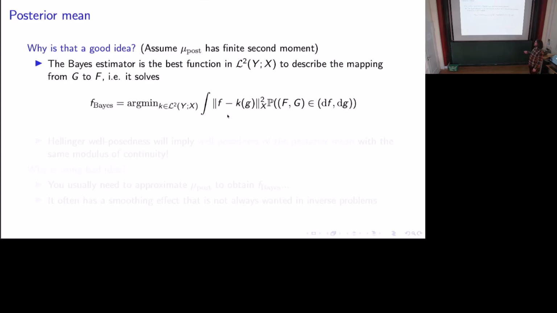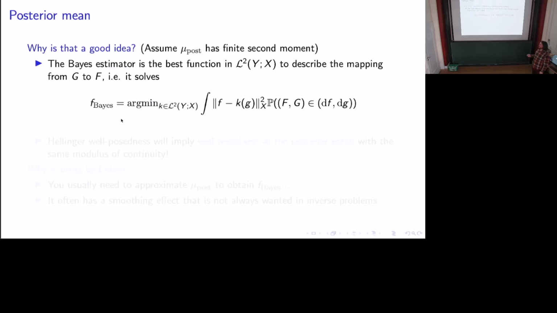For instance, it is the optimal L2 function to describe the mapping from G to F. So when we have our parameter and our data, and we want to know which function in L2, mapping from the data to the parameter, is the best at representing this map from G to F, that is the Bayes estimator. That's pretty exciting.